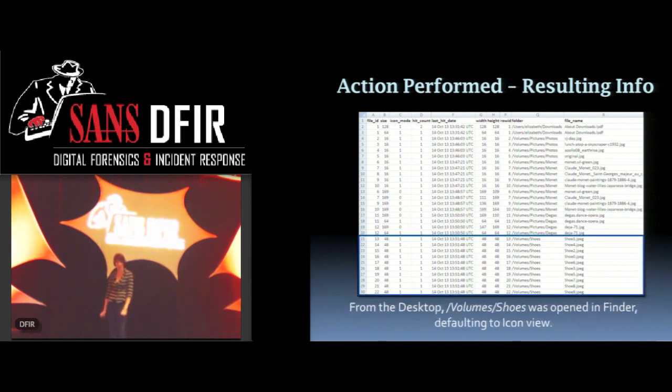Get back to me. The last thing I did was I opened the other CD, the shoes folder. It defaults to icon view, and so those are the entries that you're going to see there. It's the icon view, 48 by 48.